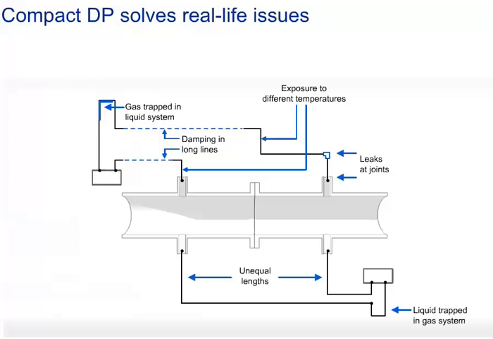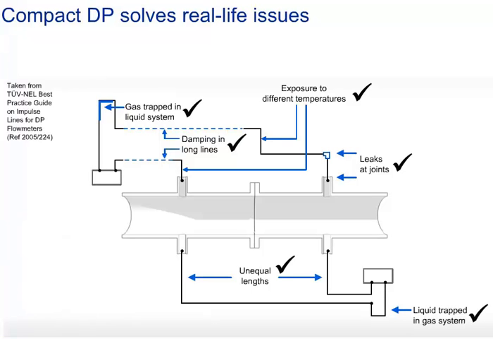Real problems are solved using these compact DP Flowmeters. All of the pitfalls shown here are real issues, identified in best practice guides such as this TUV NEL publication. And all of these are either removed completely or at least reduced by using compact DP Flowmeters.